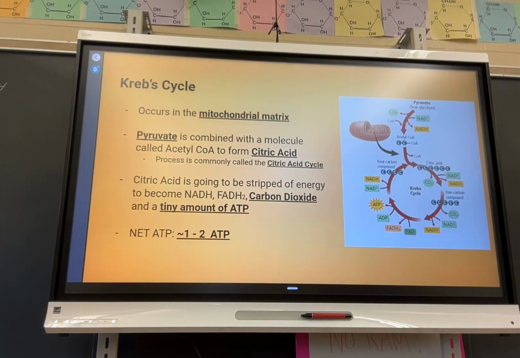But from this, our glucose is gone. So at this point, there is no more glucose. And the next step is where the big energy is going to come from.